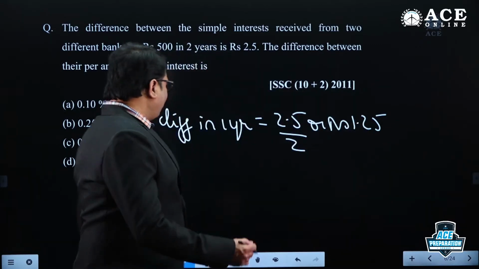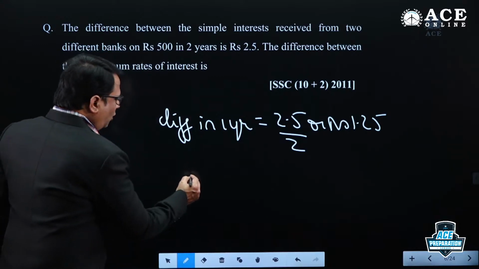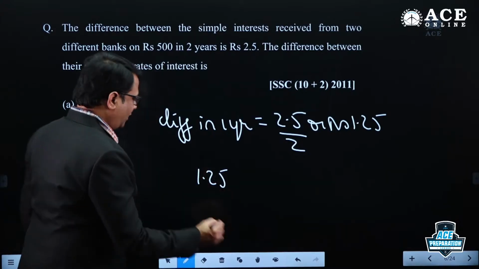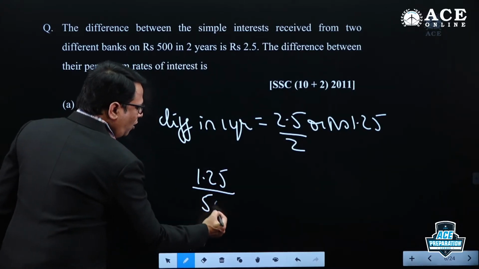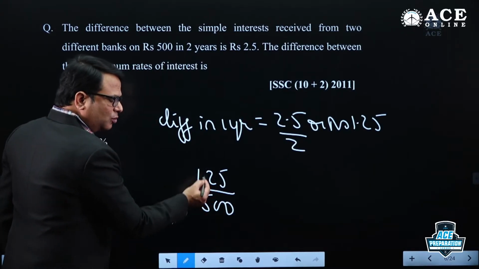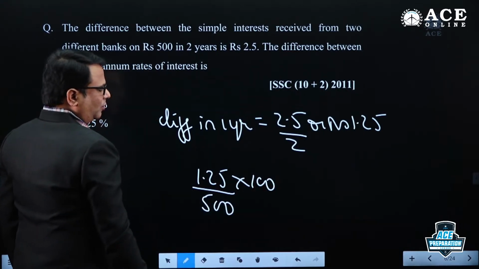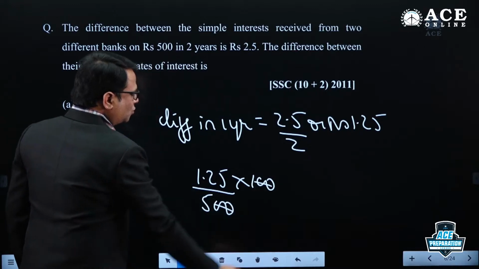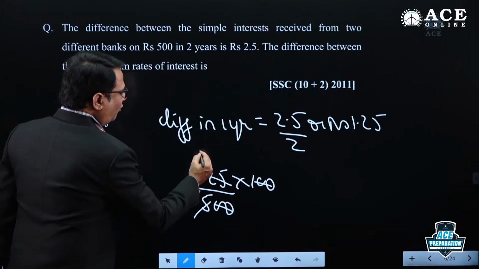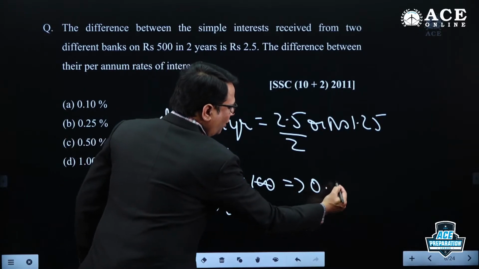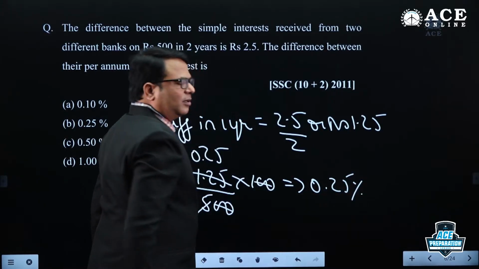Okay, so we find out now 1.25 as a percentage of 500. So this we have to convert into percentage. So into 100. Okay. So these two zeros will get cancelled. 5 1 times, 5 25 times. So 0.25. So it is 0.25%.